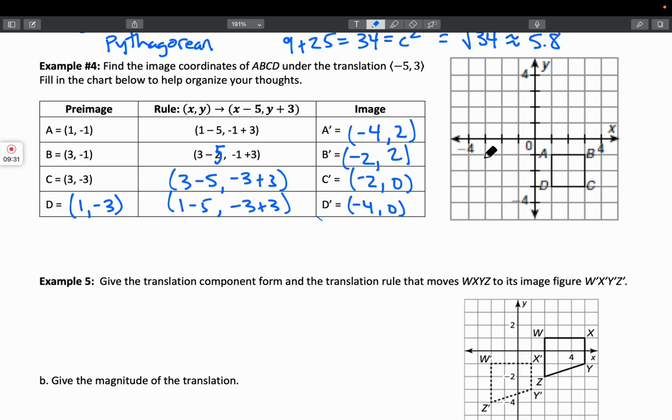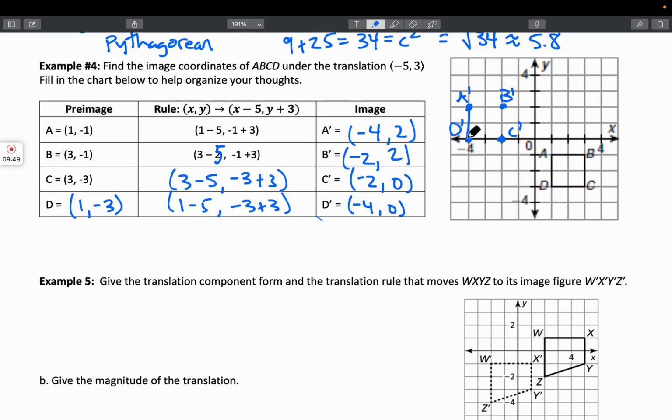Now when we go to plot that, we got our A prime at -4, 2. B prime here at -2, 2. Here's A prime, here's B prime. C prime is down here at -2, 0. And D prime is at -4, 0.